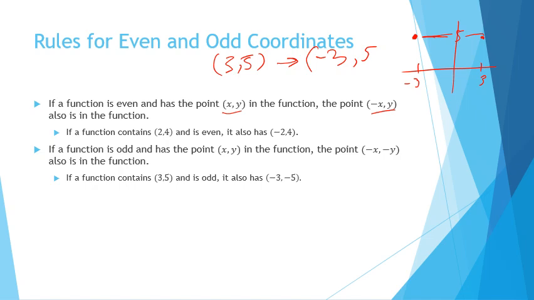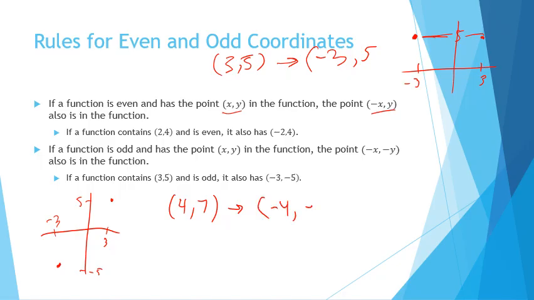Now for an odd function, it's a little different, right? Because you're spinning it symmetrically, let's say you have (3, 5) as a point, then we know (-3, -5) is also a point. And so you take the opposite of each coordinate. So in this case, if you have, let's say, (4, 7), we know for an odd function, if we are given that it's odd, we know (-4, -7) will also exist.